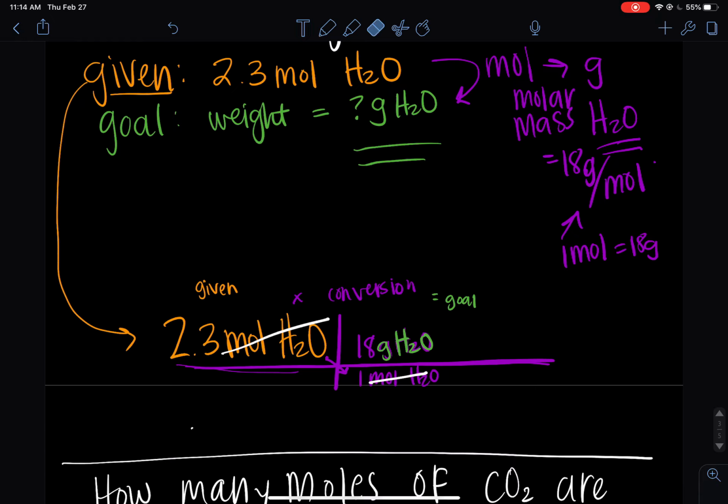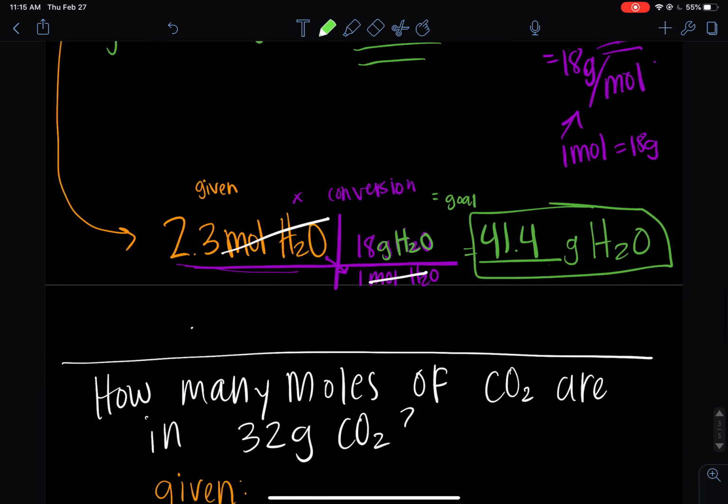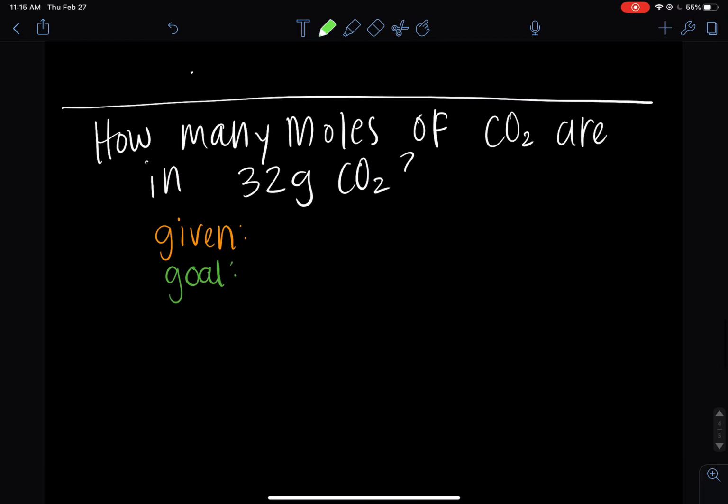So then I can be done with my bracket, and I can just solve for my answer, grams of water. So in my calculator, I would put 2.3 times 18. Okay, and that's 41.4 grams of water.